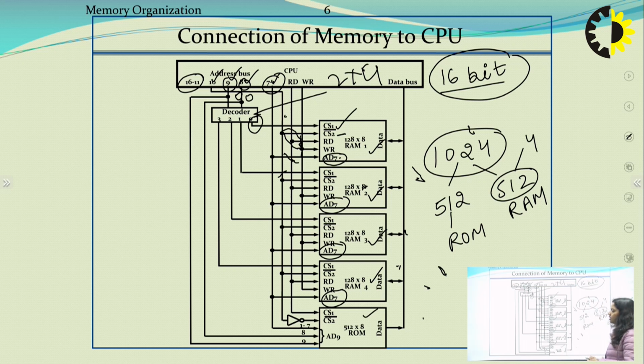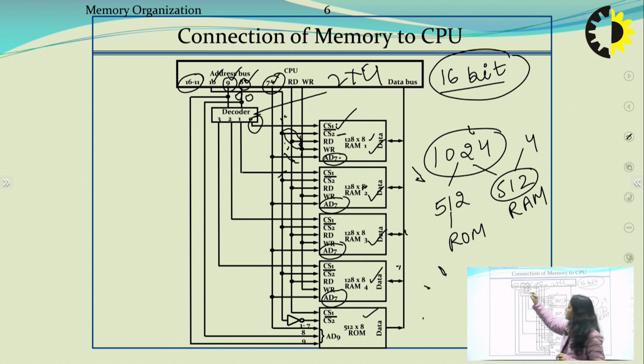Right now we are talking about the RAM chips, making a selection among the 4 RAM chips. So if the 00 address is being issued by bit number 8 and 9, then the decoder output will be 00, and the chip select 1 of RAM number 1 is getting activated, this one, and RAM 1 will be getting selected.